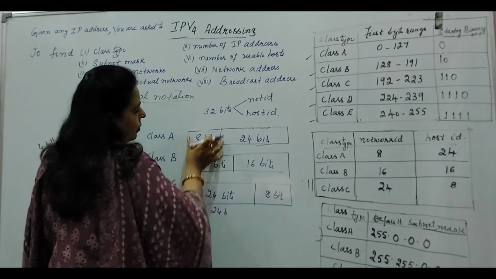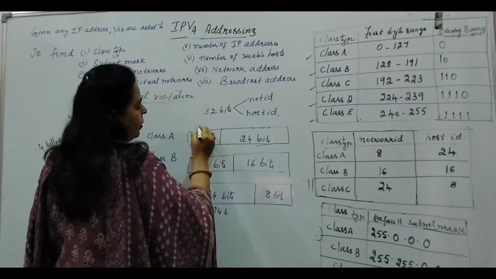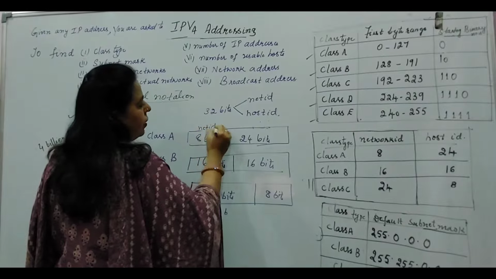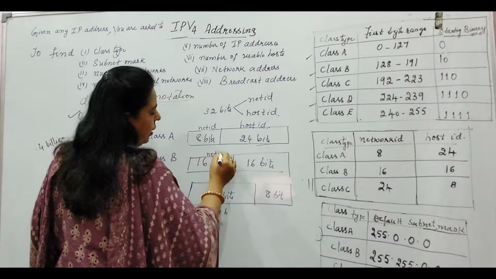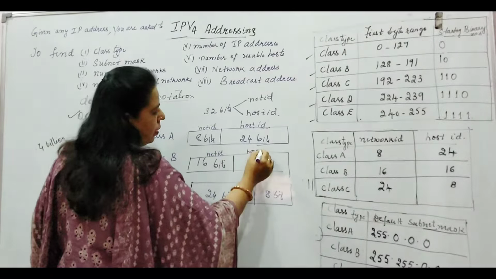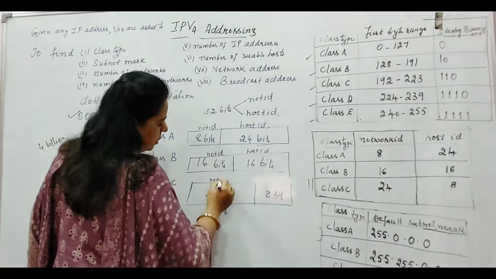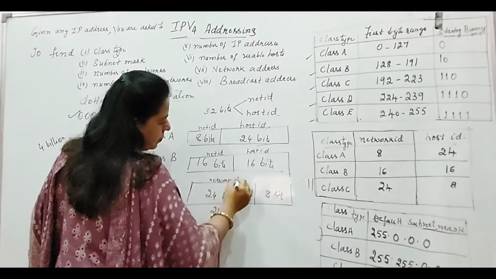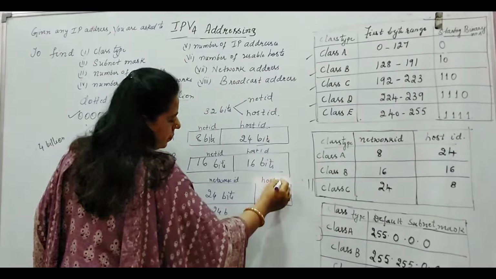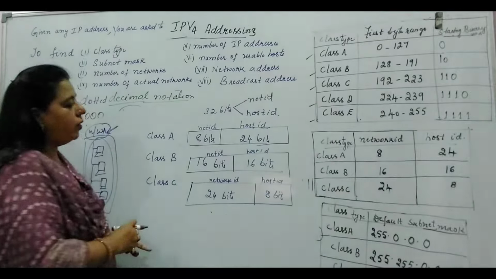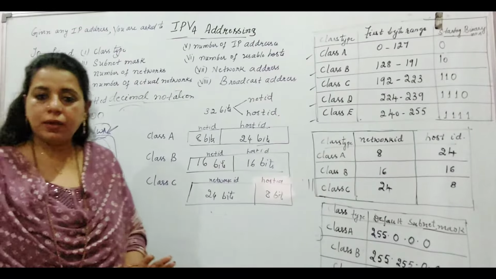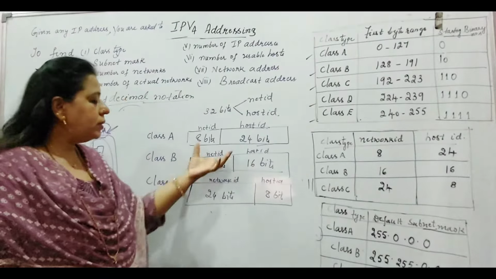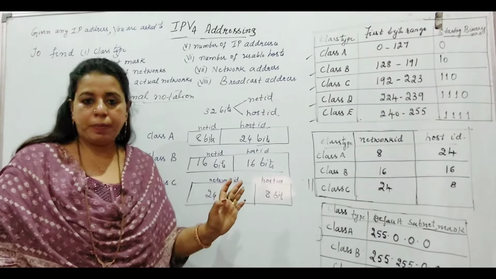This part, whatever is the network part, is called the net ID. Here it is called the host ID. Similarly, here network ID, host ID. Network ID and host ID. So you can always see that when you add up 8 and 24, 16 plus 16, 24 plus 8, it makes 32. So this way the network part and the host part are there.